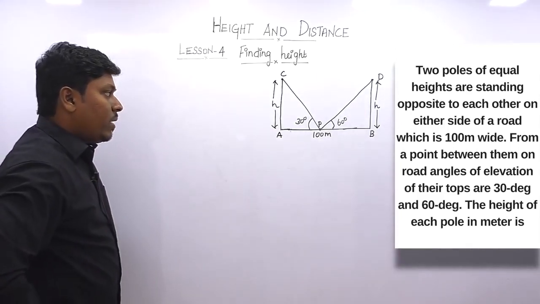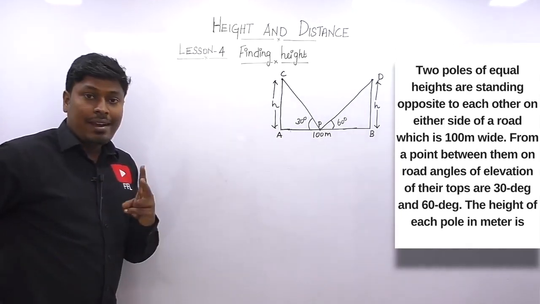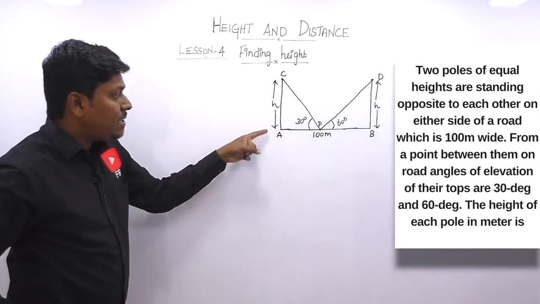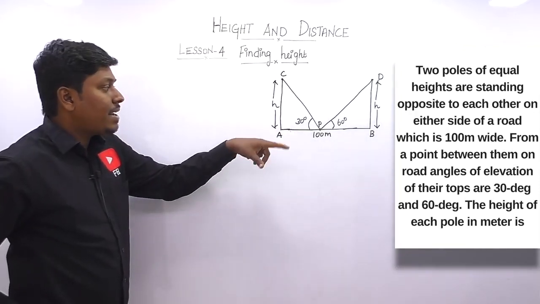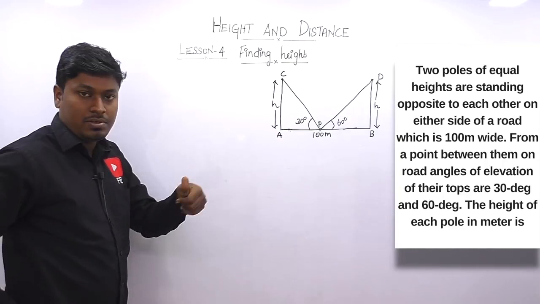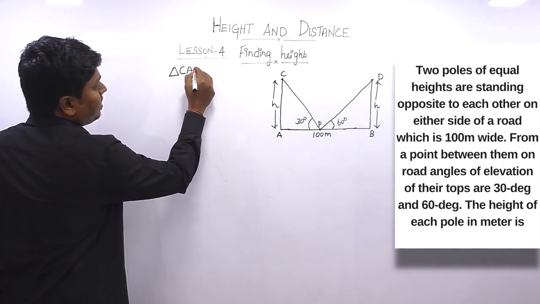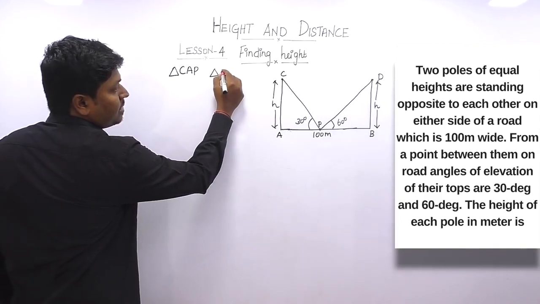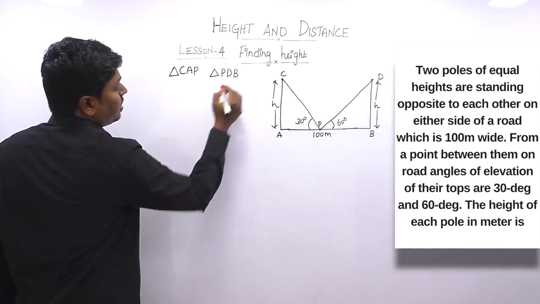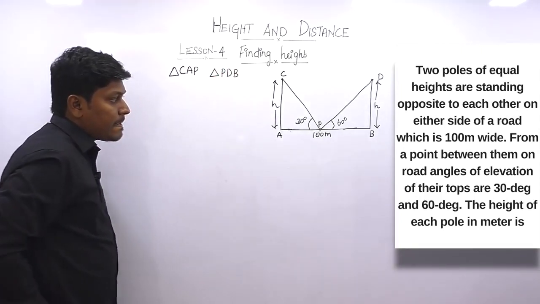So friends, after drawing a diagram, we found that there are two right angle triangles. One is CAP and the other right angle triangle is PDB. So got it friends, there are two right angle triangles: one is CAP and the second is PDB. So there are two right angle triangles formed.